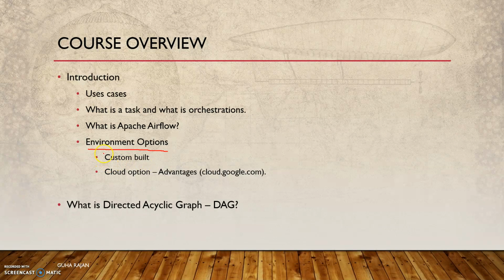There are two options. One is the custom built option, the other one is the cloud option. The custom built option is that you need to perform your own installs, you need to do additional setups, or you need to have access to the Apache Airflow wherein you can practice. So that's a custom built option. The other one is of course the cloud option.